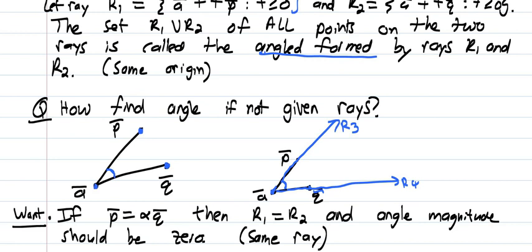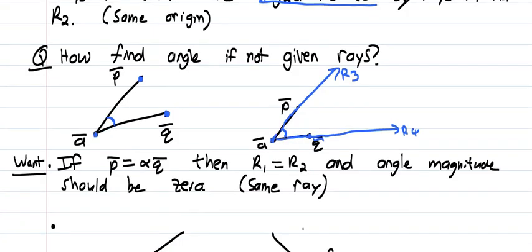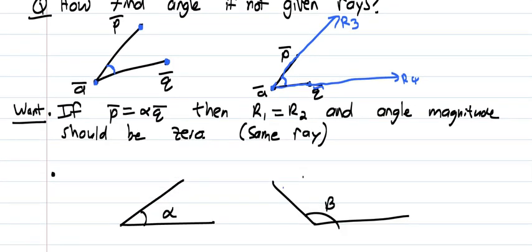This is showing that our definition is doing quite well, and the importance of looking at rays. Now, some remarks. If P is equal to alpha Q, and alpha is positive, then the rays are the same, and we want the angle magnitude to be 0. Because then the two rays are sitting on top of one another, and so our intuition is we want that angle to be 0.